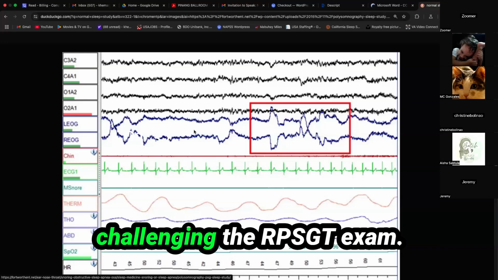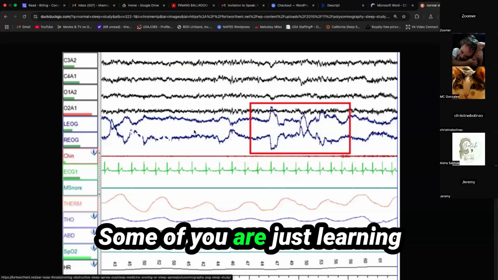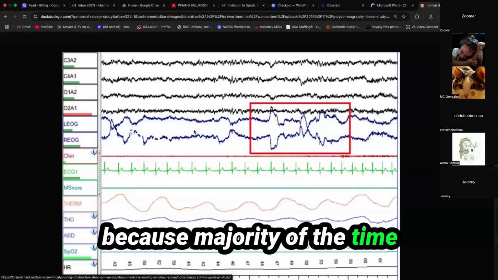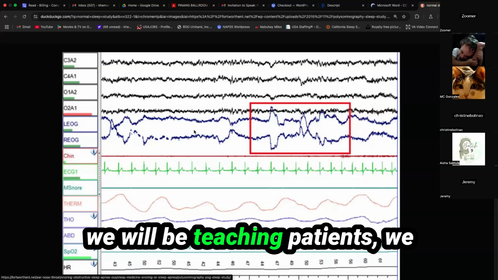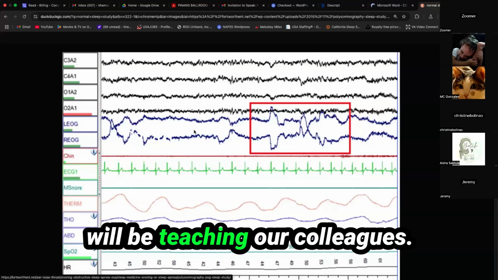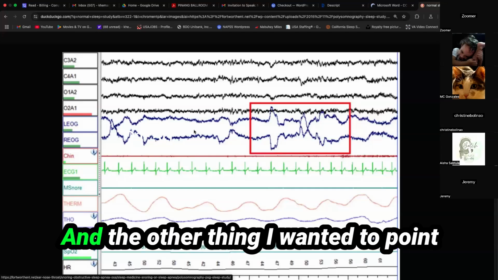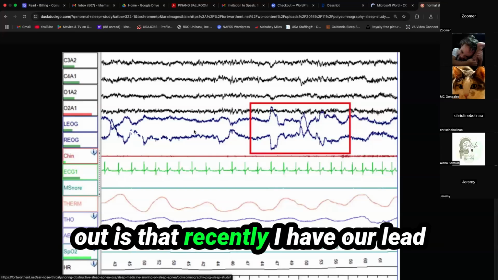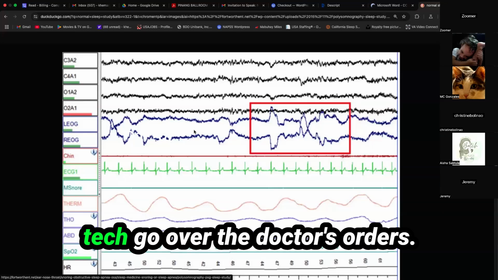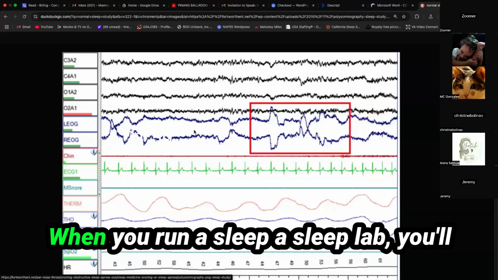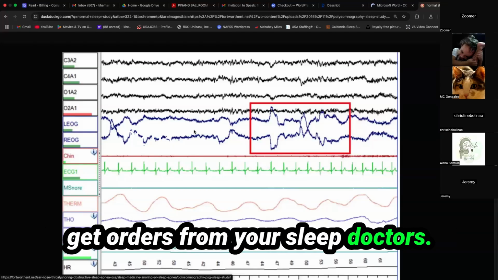Some of you will be challenging the RPSGT exam. Some of you are just learning because the majority of the time we will be teaching patients. We will be teaching our colleagues. That is one of our major jobs. And the other thing I wanted to point out is that recently I have our lead tech go over the doctor's orders. When you run a sleep lab, you will get orders from your sleep doctors.